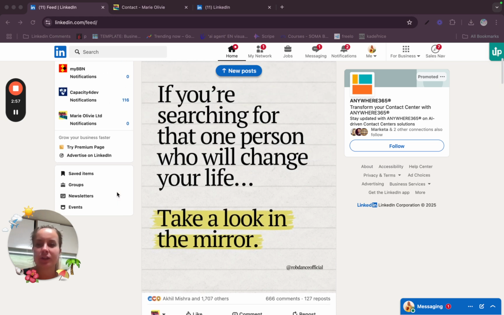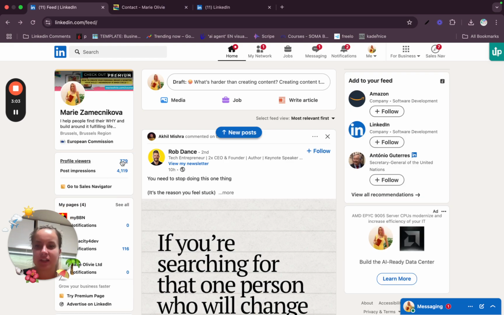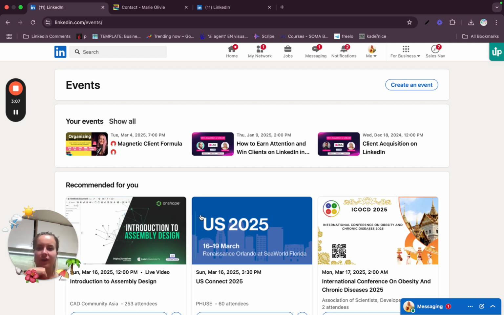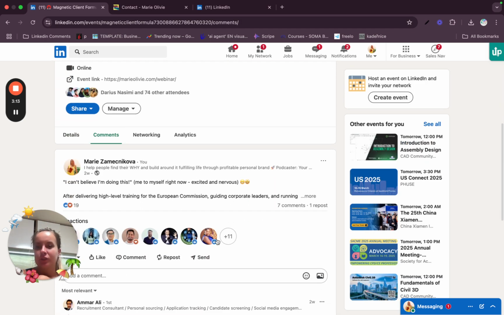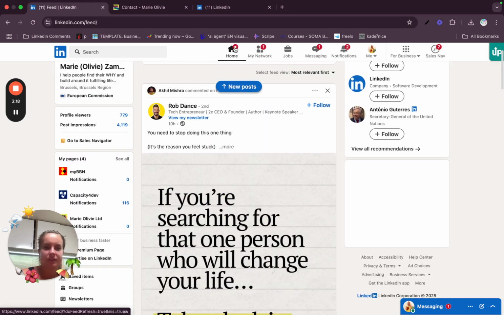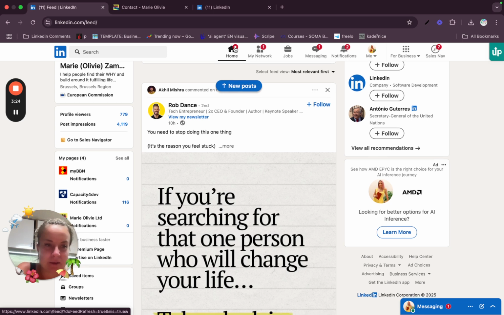So here you can, for example, look at some groups, and you can also create your own group, which is very mindful, very interesting. And the same is for the events. So you can create your own event. Here you can see, for example, some of our past events where you can then gather more people around one certain topic, and you can promote webinars, fundraisers, and awareness campaigns.